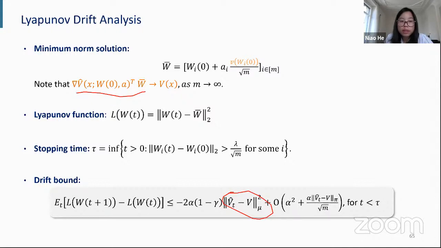By just telescoping, taking the sum from 0 to t, and with properly choosing m, right? Then you can actually control this distance here, which is the error you get with your estimator, right? So that is the key idea.